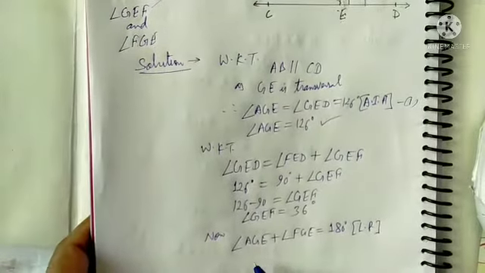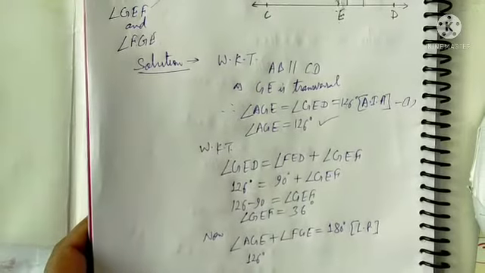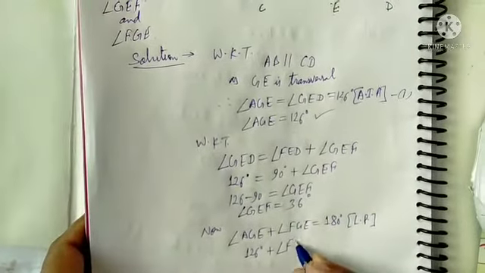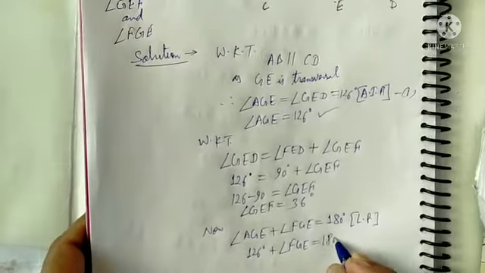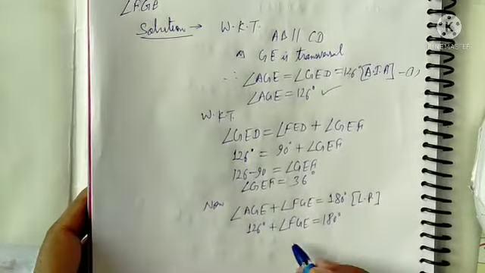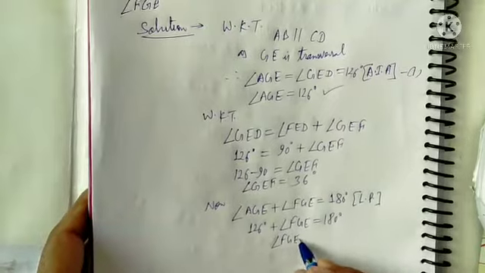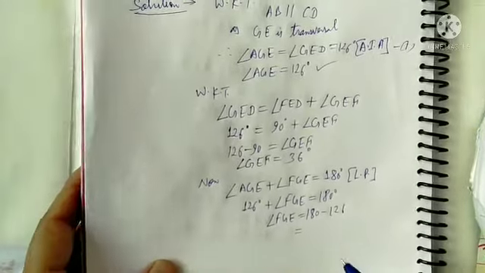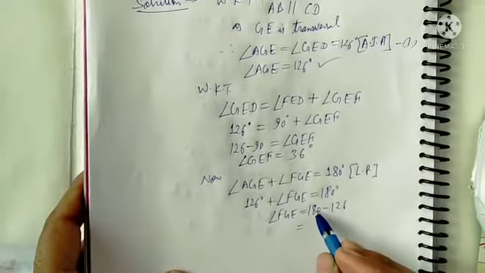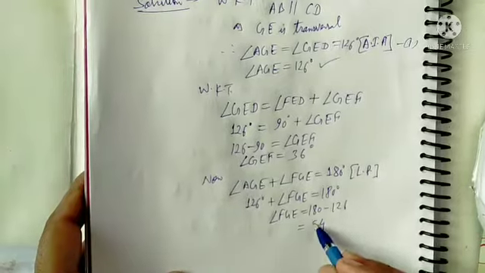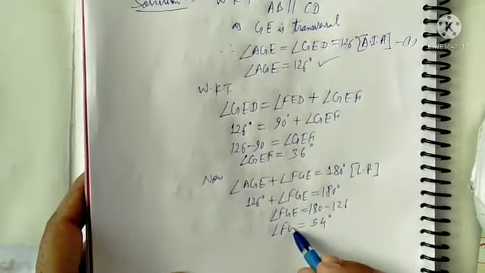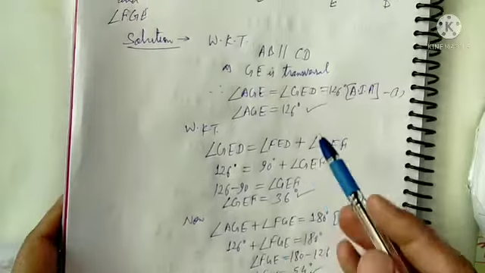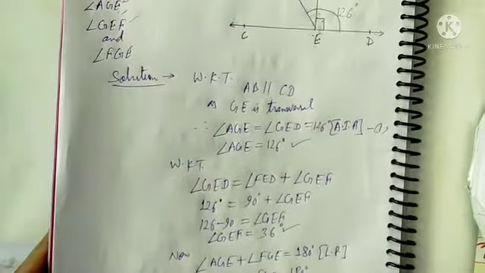What is the value of angle AGE? It is 126 degree. We found it just now. Here 126 degree plus angle FGE is equal to 180. Now transpose 126 to that side. Then angle FGE is equal to 180 minus 126. Now subtract 126, this is 54 degree. What is the value of FGE? It is 54. So we take out this value also. This also we got, GF and AG. The question is done very easily.